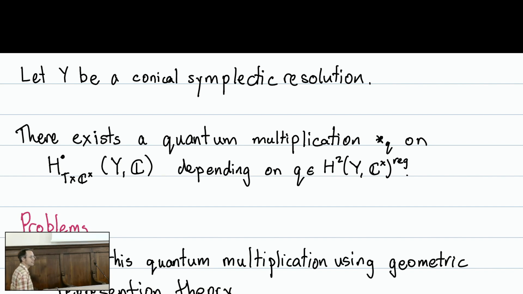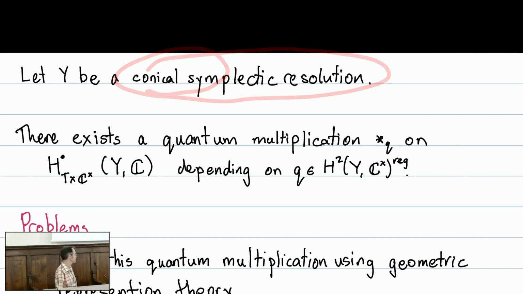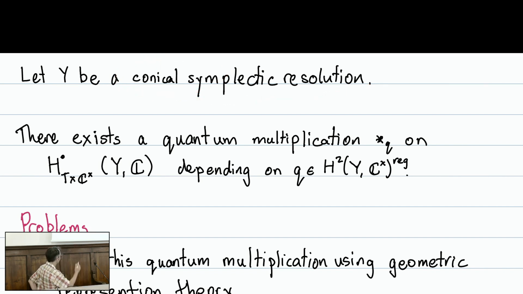OK, so what's the goal in this lecture series? We're going to be interested in these guys, conical symplectic resolutions. Don't worry, I'll explain what that is shortly. This is just the overview. We'll start with the conical symplectic resolution, and there's something called a quantum multiplication on its cohomology. It turns out this quantum multiplication depends on a parameter called the quantum parameter, which lives in some open subset of H2 of Y with coefficients in C star.